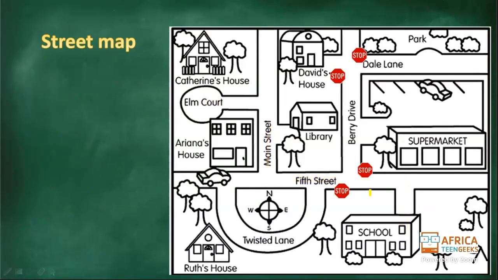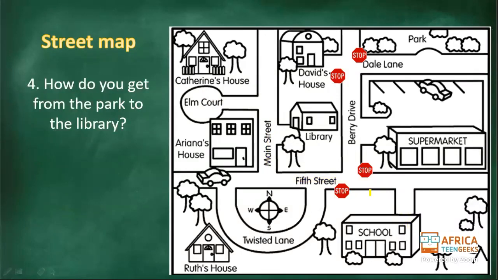Let's go to the next slide. How do you get from the park to the library? So where's the park? It's over here. Where's the library? Over here. So what's the very first instruction that you can give me? Remember, I want full sentences. How do I get from the park to the library?